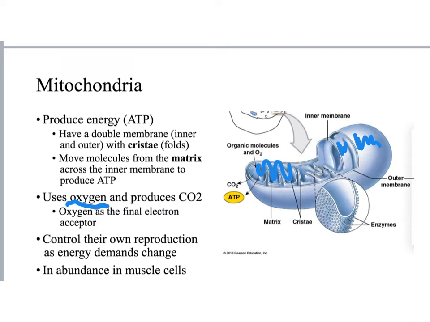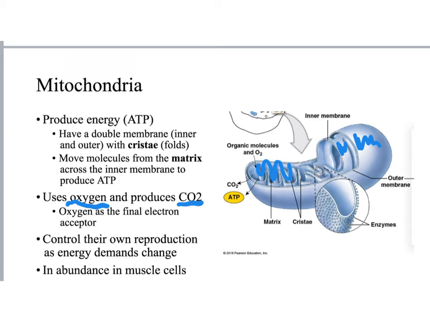So we use oxygen to make ATP, but we produce carbon dioxide in the process. This is the reason why you breathe in oxygen and breathe out carbon dioxide. We want to take oxygen into the body to be the final electron acceptor. Then we're producing excess CO2 that we have to get rid of. So when we exhale, we get rid of the excess CO2 that we produce.